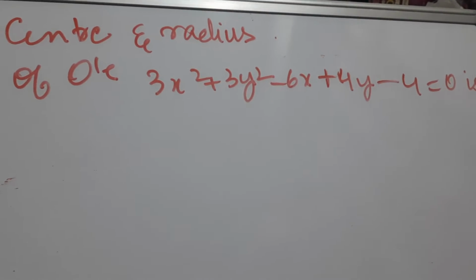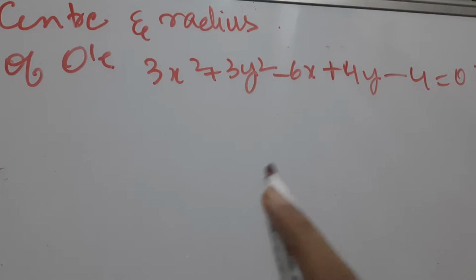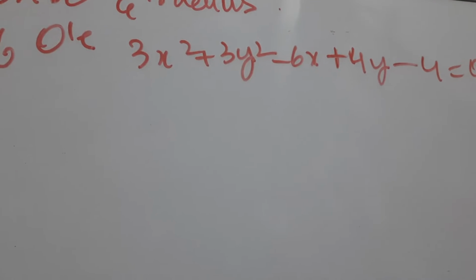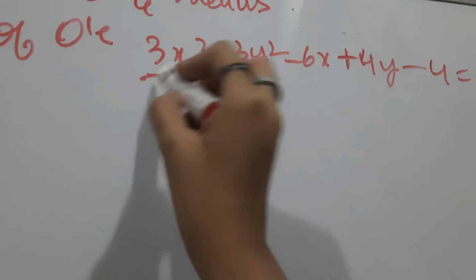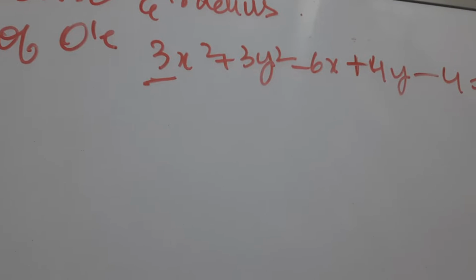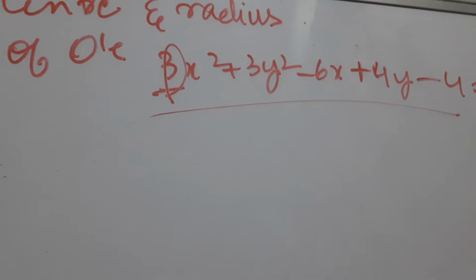We are going to start with a very simple question, that is, this is the given equation. Remember, whenever a circle equation is given and they're asking you to find the radius and the center, just remember to make the x square coefficient always 1. It should be always 1. So since here it is 3, you need to divide everything by 3.